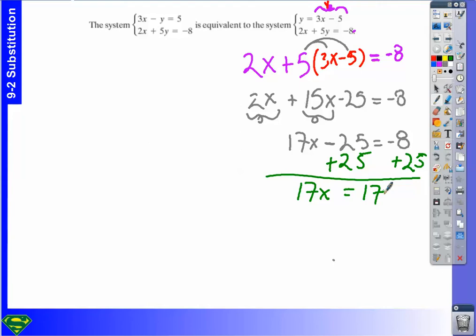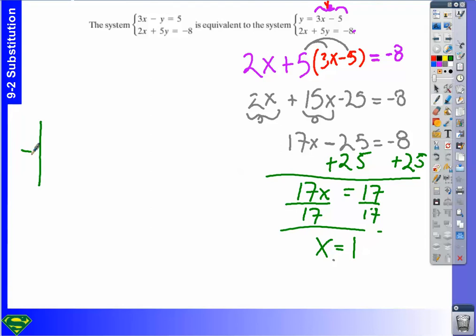What does it mean when you have a number next to a letter? It means that you're multiplying. What's the opposite of multiplying x by 17? Dividing x by 17. So we're going to divide both sides by 17. And we get x is equal to 1. Am I done? I found what x is. Excellent. But wait.